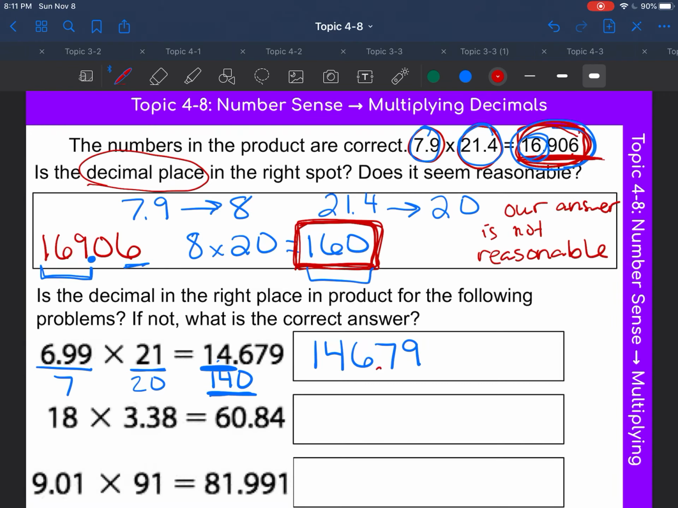It should go between the 6 and the 7, right there. 146 is very close to 140, okay? Do the next one and estimate and see if the decimal place is in the right spot.